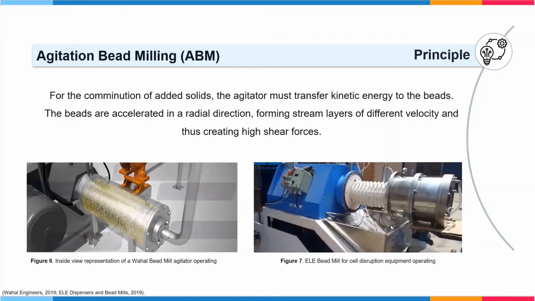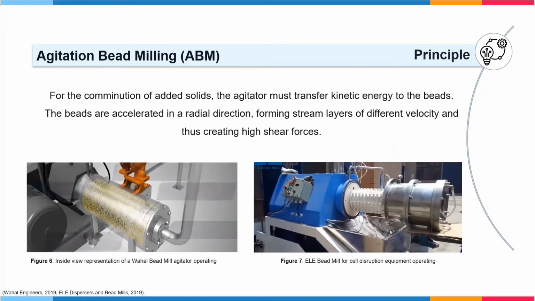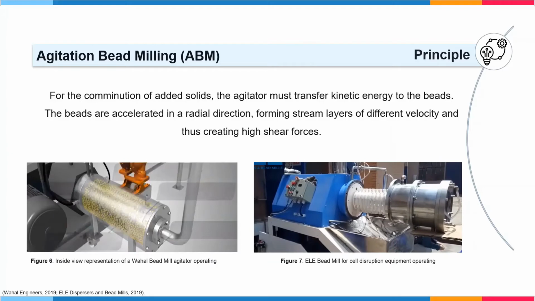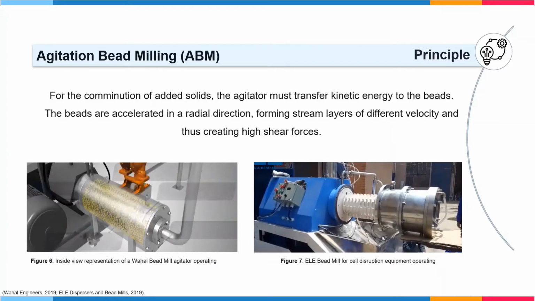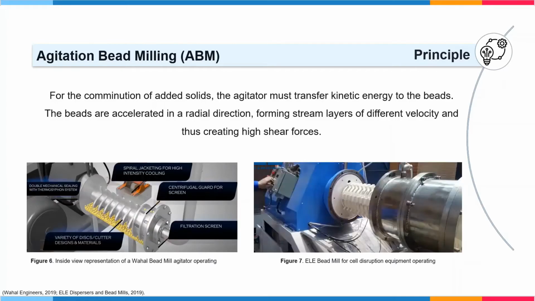Another factor of disruption, although at a much lower level, is the frequency and strength of collision events between the beads. The kinetic energy of the beads can be maximized by increasing the peripheral speed of the agitator discs, which is the reason why high-speed agitator mills are used nowadays.